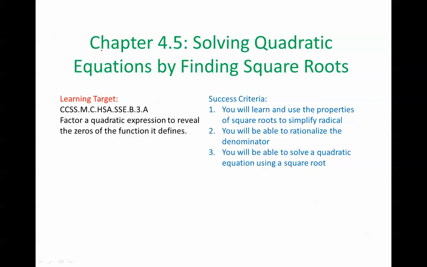This is chapter 4.5 as we continue through looking at quadratic equations. We've done some factoring, and now we're going to solve quadratic equations using square roots. We have three main things that we'll be learning in this series. We're going to learn to use the properties to simplify a radical, or simplify a square root. We're going to rationalize the denominator. And then the third thing, we're going to use these two, 1 and 2, to solve a quadratic equation.